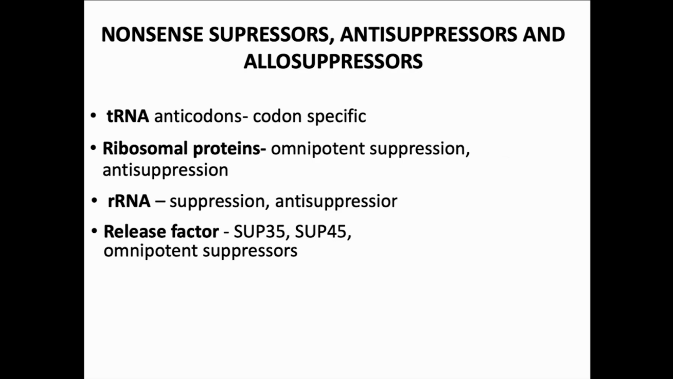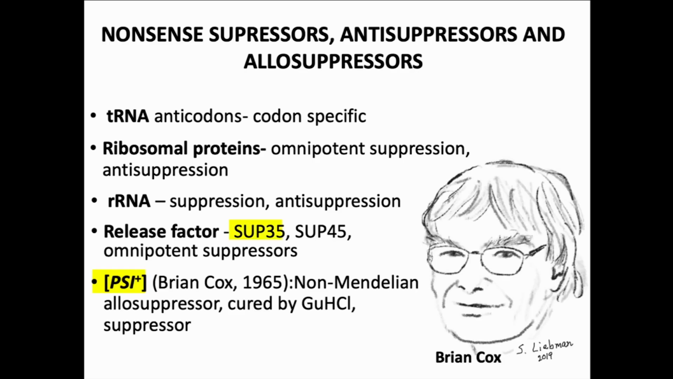These were all Mendelian suppressors, but in 1965, Brian Cox described a non-Mendelian, or should I say, unclear genetic factor, and this was an allosuppressor, and he showed that it was cured by guanidine hydrochloride. And some years later, Fred and I showed that it could also be a suppressor on its own.